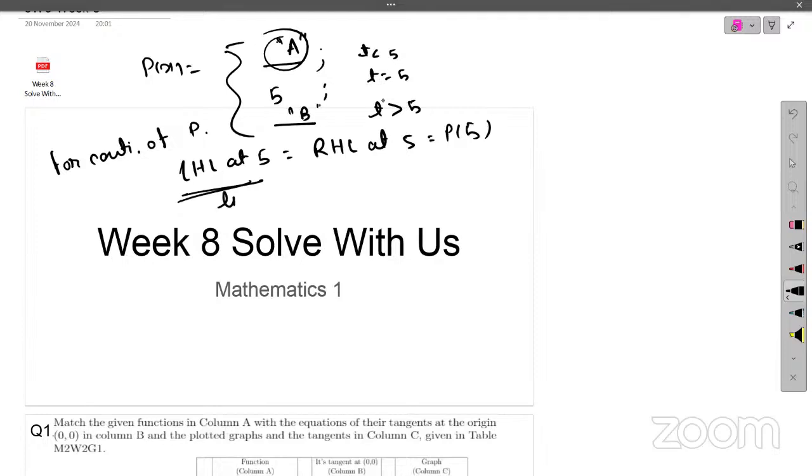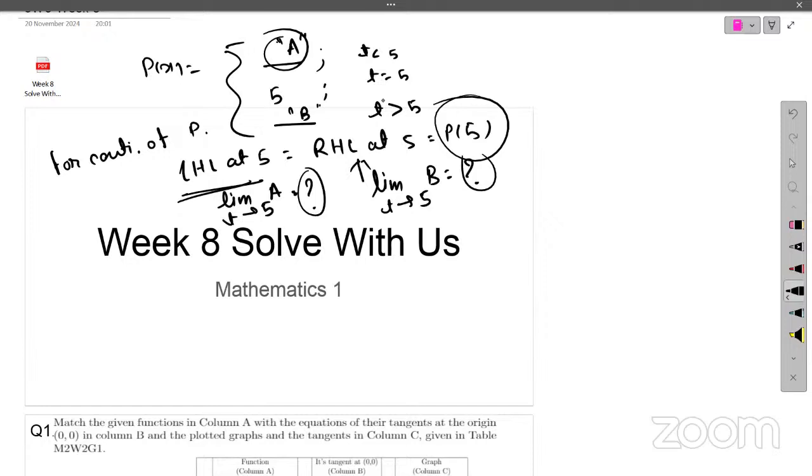So you have to find the limit as t tends to 5 of a, what will this be? And for the right hand limit, you have to find the limit as t tends to 5 of b. If you find these two things, then you just have to observe that if these quantities are equal, then your function is continuous. Otherwise, it's not continuous. And if it is not continuous, obviously it won't be differentiable. Got it? That's what I want to say.